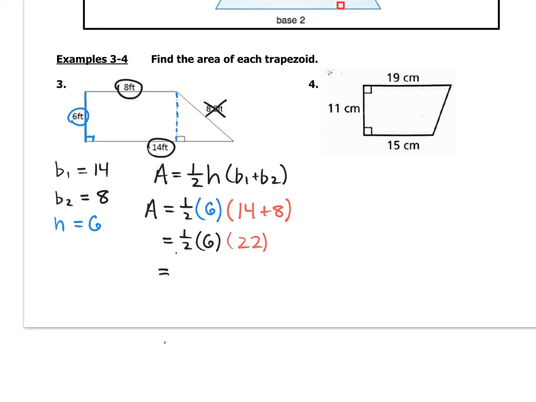I'm going to, in this problem, take half of 6 first, since that's an even number, so that gives me a whole number. 1/2 times 6 is 3, so now I have 3 times 22, and 3 times 22 is 66. So the area of this trapezoid is 66. We're measuring in feet, so that would be square feet.